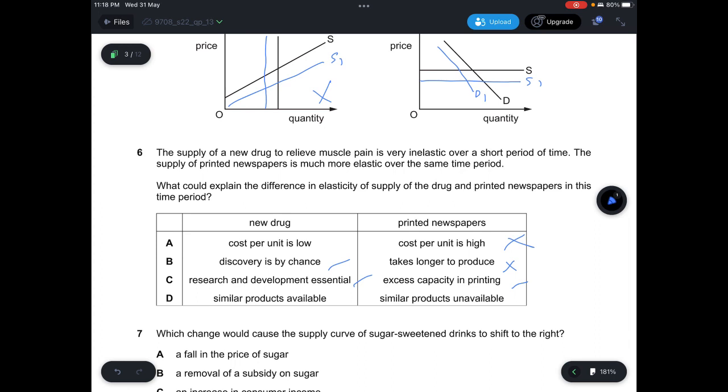D, it says there are similar products available, meaning that there are substitutes, but this means that it has to be elastic, so it's not correct. And then printed newspaper, it says similar products are available, which is not correct. There are substitutes. For example, instead of reading newspapers, you could watch TV, get news from online news portals, and from social media. So there are alternatives instead of just reading newspapers. So I'd say C.